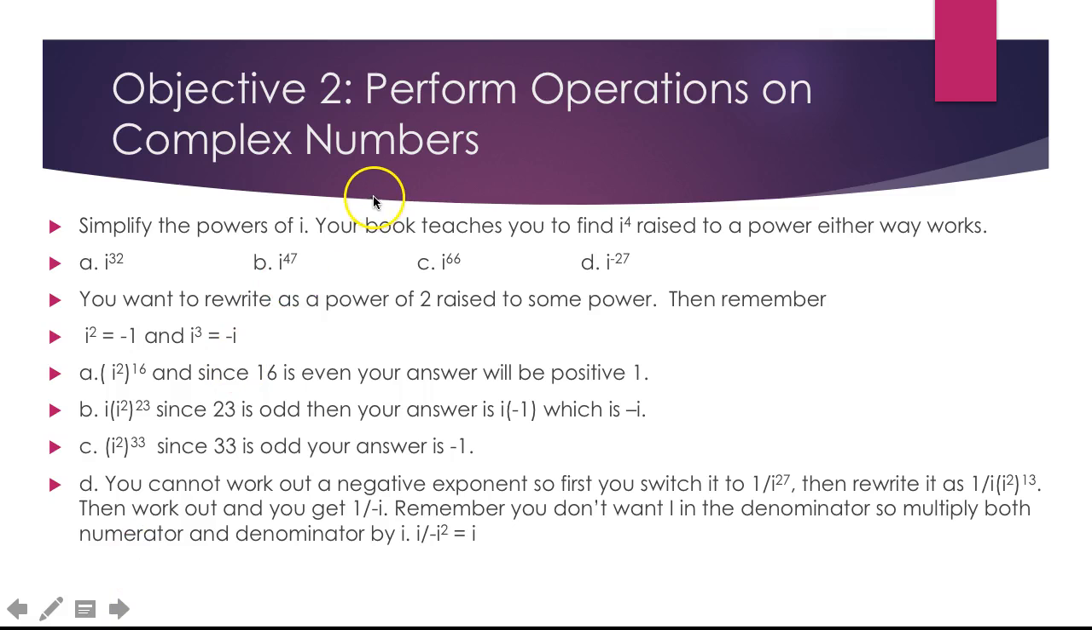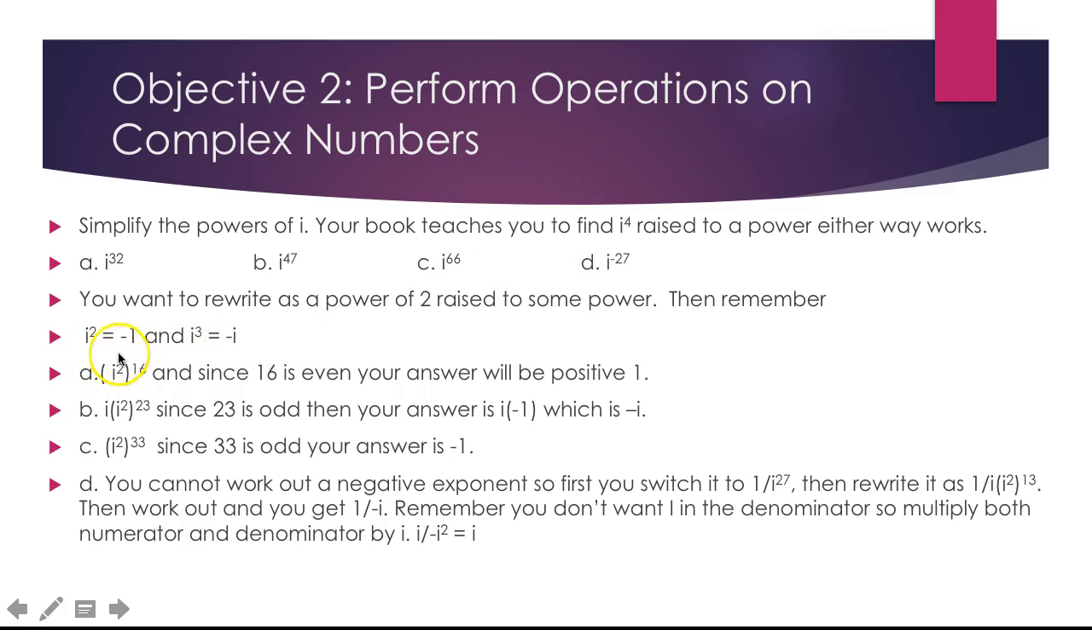Perform operations on complex numbers. Simplify the powers of i. Your book teaches you to find i to the 4th raised to a power. I wrote to find i squared raised to some power, and then remember that it's negative 1. It's up to you which way you do it. This is i squared, the way I learned. i to the 4th gives you positive 1, then you don't have to worry about whether it's positive or negative.